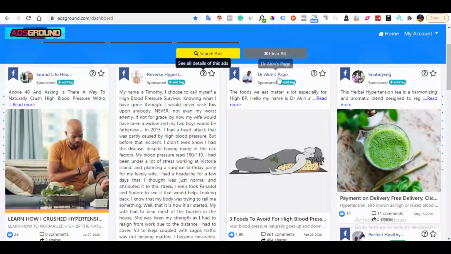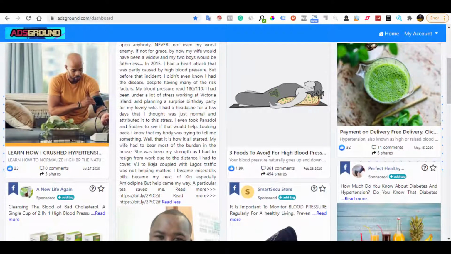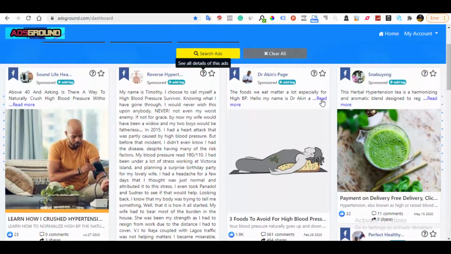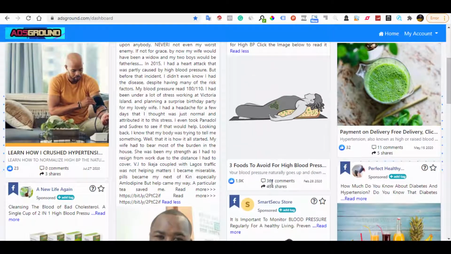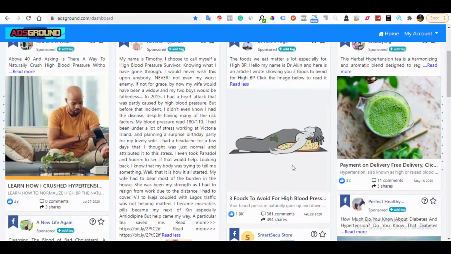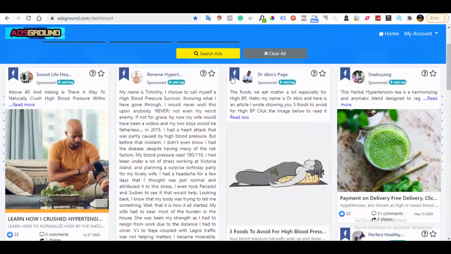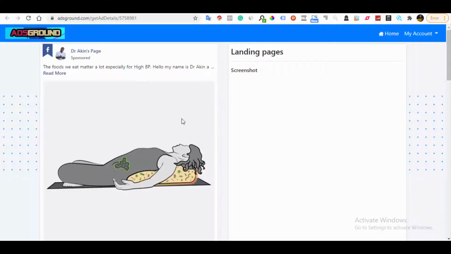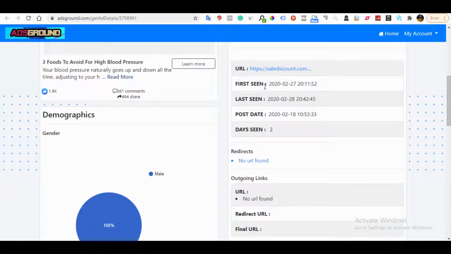Look at this one, Dr. Atkins page, 3 foods to avoid for high blood pressure. I love this one. It's more like using the same way that I'm teaching you guys: educating and not directly sending people to your offer page. Maybe he's doing the opposite of what I'm saying, but let's just see what he's doing. Let's see the details as well, and the kind of targeting that he's doing. So this was first seen, second, and last seen.